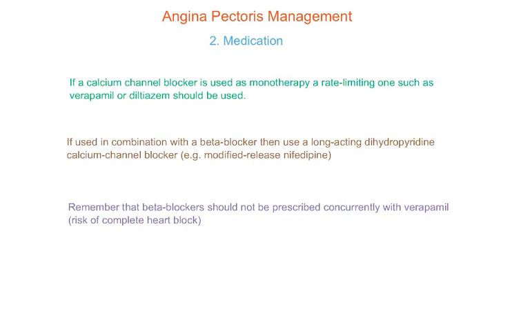These are some additional points which you need to remember about the pharmacological therapy of angina pectoris. If you're using a calcium channel blocker as monotherapy, then you should use a rate-limiting one, such as verapamil or diltiazem. But if you're using it in combination with a beta blocker, then use the long-acting one, for example, nifedipine. Remember that beta blockers should not be used with rate-limiting calcium channel blockers such as verapamil, because there is a risk of complete heart block.